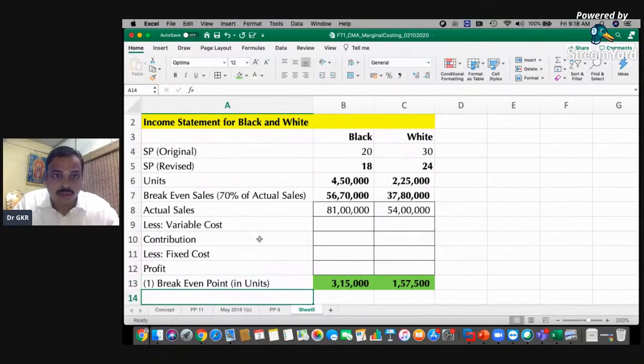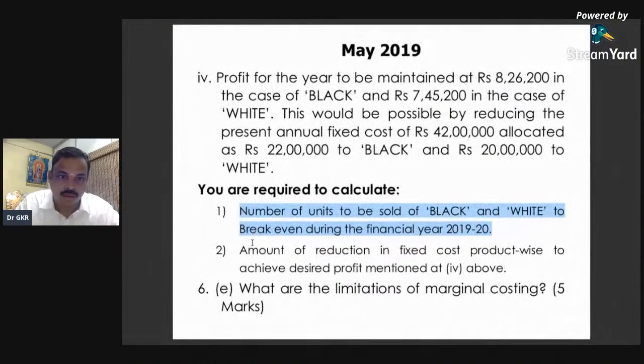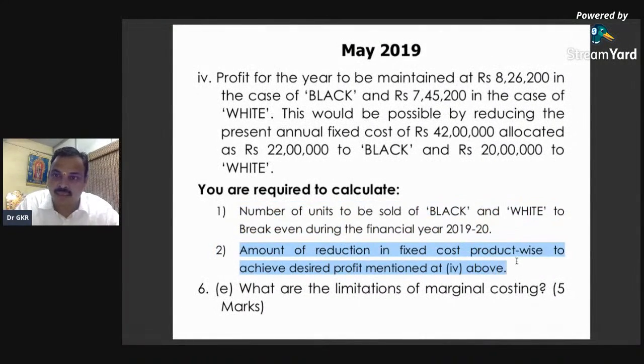Okay, good. So now you have got this. Amount of reduction in fixed cost product wise to achieve desired profit mentioned at 4 above. Oh, so now 4 is a different. Profit for the year to be maintained at 8,26,200 in case of black, and 7,45,200 should be the profit in case of white. Okay, so profit has been mentioned.